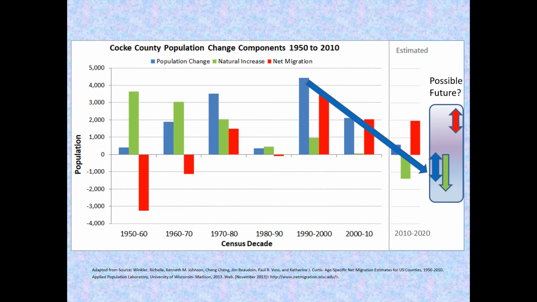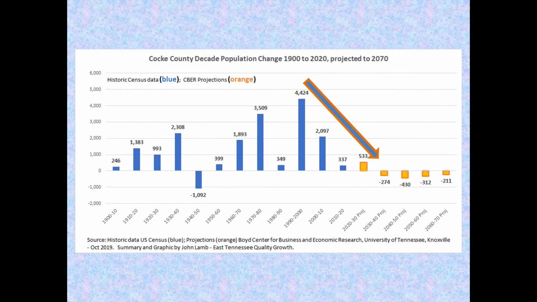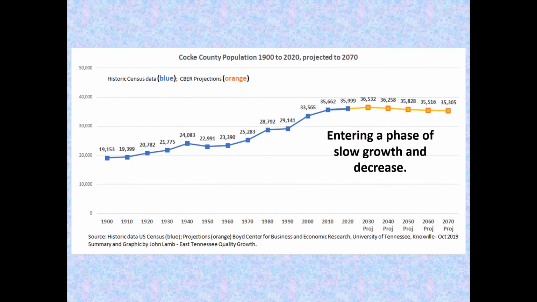Whatever the case, population change may continue to decrease, probably into the negative, due especially to the pull downward of greater negative natural increase. This probable dynamic is reflected in official projections published in 2019 by the University of Tennessee Center for Business and Economic Research. Population change is projected to show substantial decrease into the future, eventually trending negative in the long term. Thus, the county is projected to enter a phase of slow growth and decreasing population over the long term.